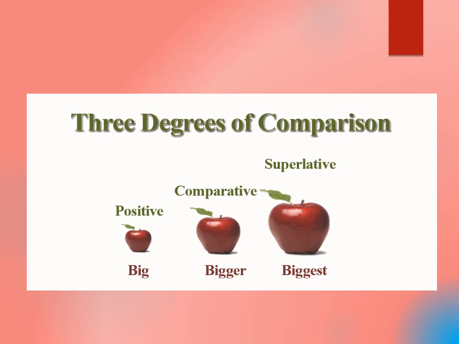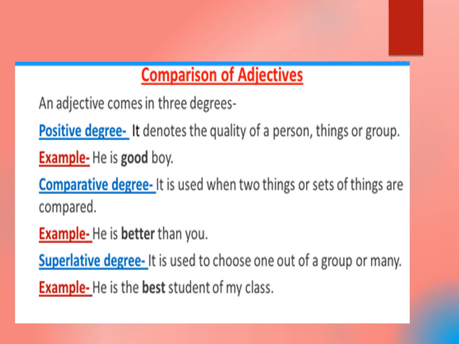Whenever there is any comparison, the adjectives change their form, and they are called the degrees of comparison. When the adjectives change their form to show comparison, they are called degrees of comparison: positive degree, comparative degree, and superlative degree. Now, the positive degree of an adjective is used in its simple form. It is used just to tell the existence of some quality in a thing or in a person.